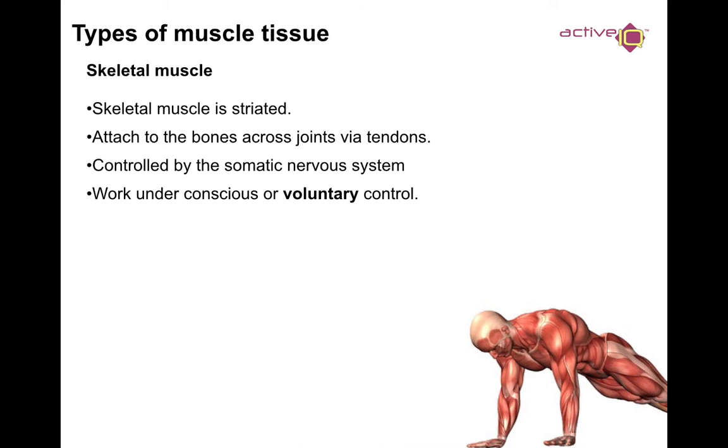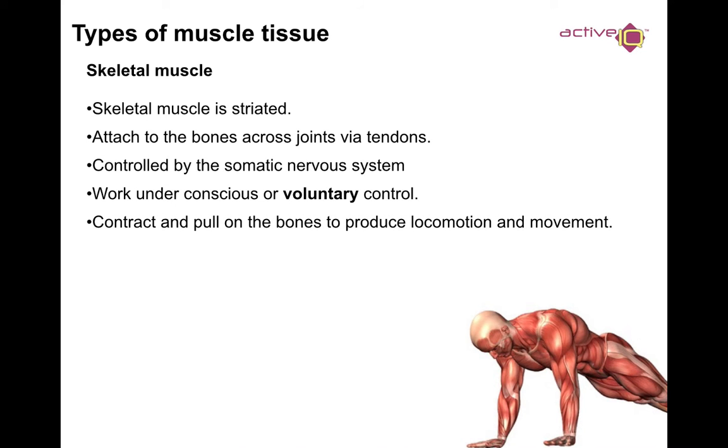That's really important. In the paper that we are preparing for, that classification will be in there. You'll have to talk about skeletal muscle being voluntary, and cardiac and smooth muscle being involuntary. So skeletal muscles contract and pull on the bones to produce locomotion and movement. So the whole reason that we can move, well, partly the reason is due to muscles. Obviously we need the skeletal system there as well, but the two work together.